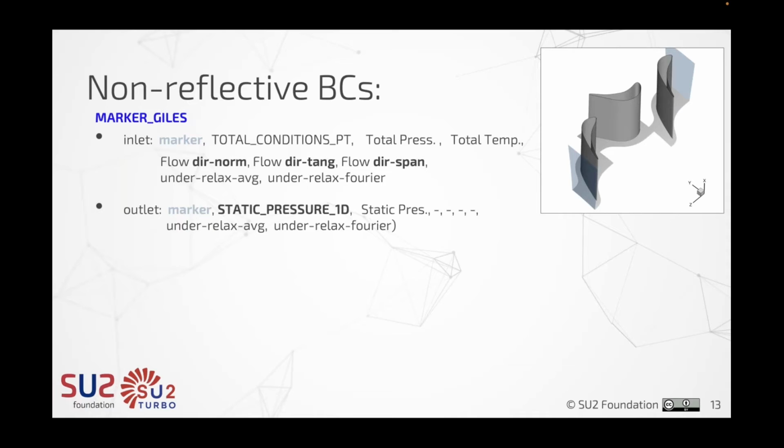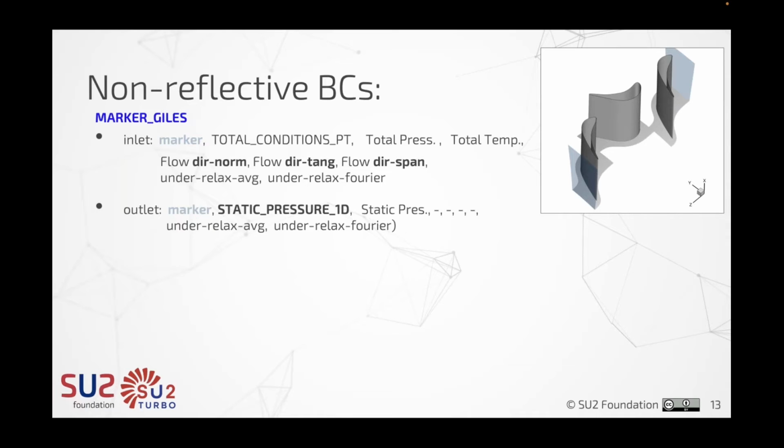It will look something like this: the name of the marker to which we are applying the boundary condition, followed by the type of boundary condition that we are specifying, and then the specific values. The usual way to run a turbomachinery calculation is to specify the boundary conditions in terms of total quantities for the inlet, so total pressure and total temperature, and also the flow direction specified in terms of normal to the boundary, tangential to the boundary, and span-wise direction, that is from hub to shroud. Whereas for the outlet boundary, we usually specify the static pressure.